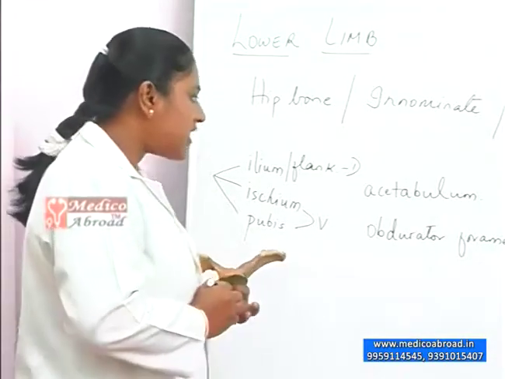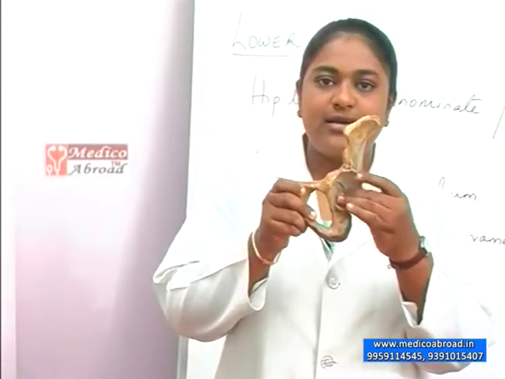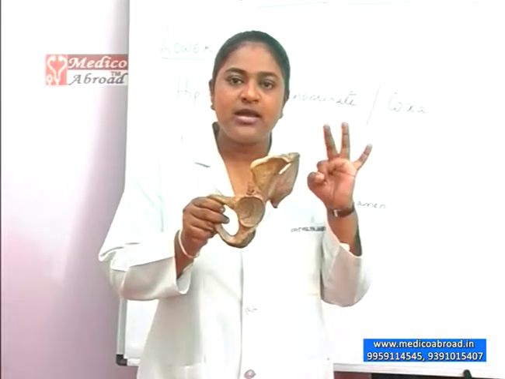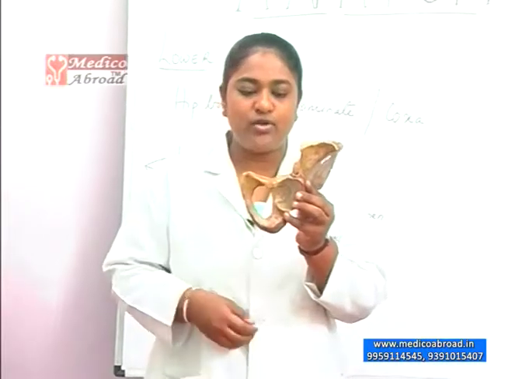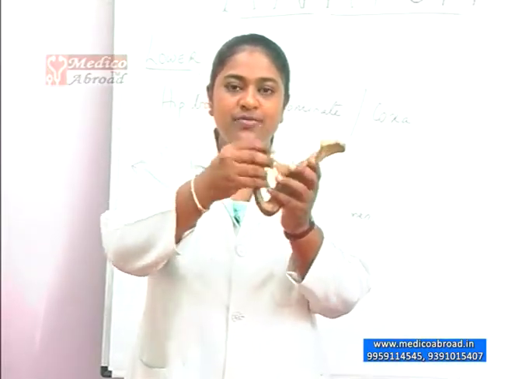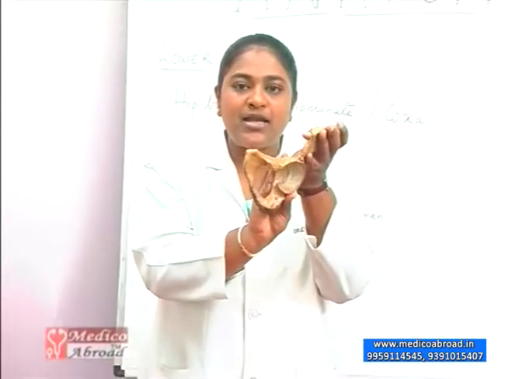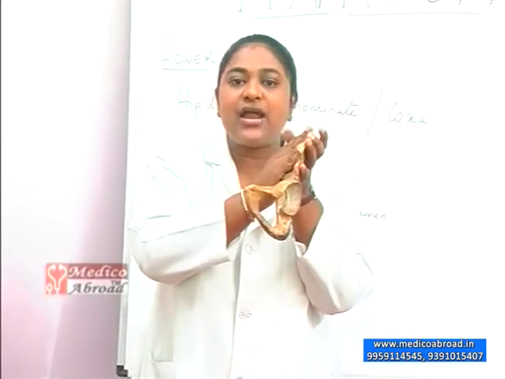Now all three participate in formation of the acetabular socket. You will find a triradiate cartilage, a cartilage which is in three pieces contributed by each of these three bones, and it fuses to form the acetabulum. Now this part is the pubis. The middle part is your ischium. Your dorsal part here is your ilium.